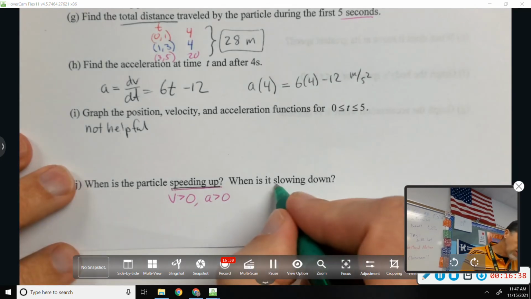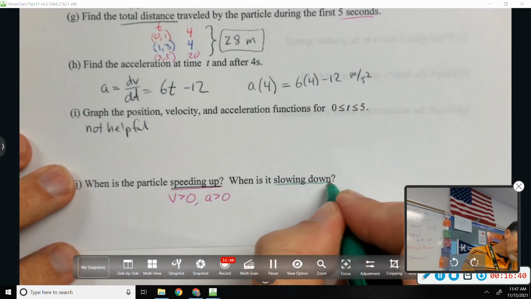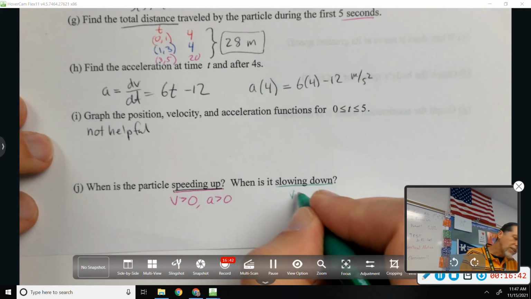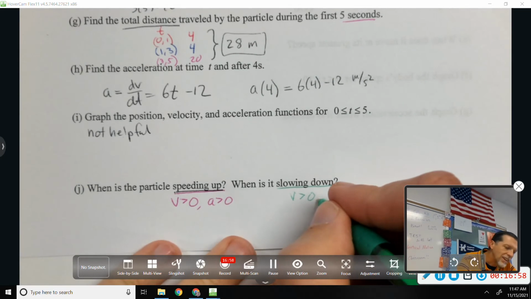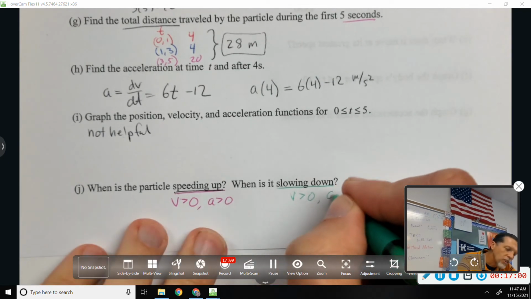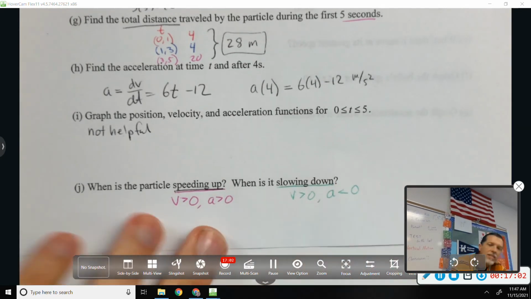Slowing down. Let's say your velocity is positive, so you're moving forward, but you've got a stop sign coming up. So you press the brake, you slow down. What's your acceleration? Negative, less than 0. Your velocity is trending down, so your acceleration is negative.